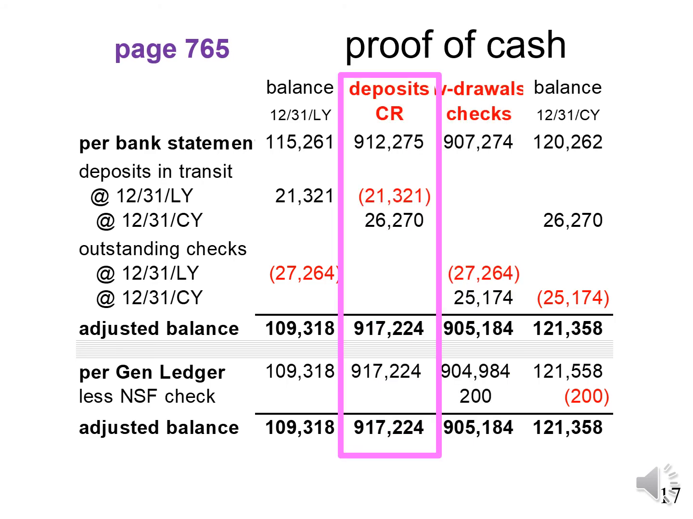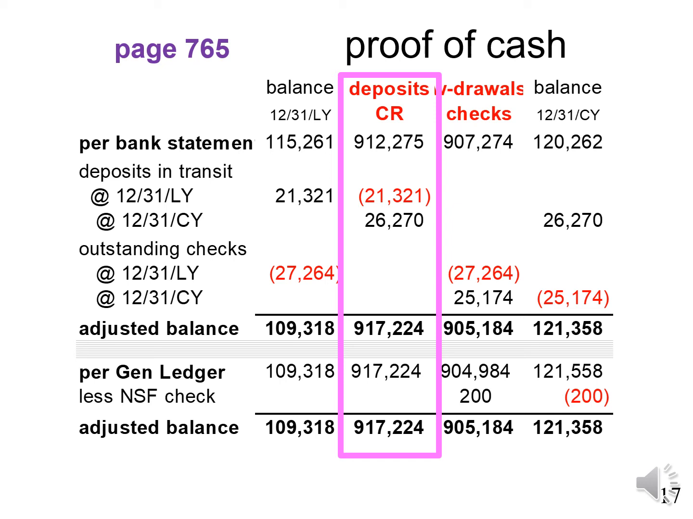But the beauty of the proof of cash is now I can reconcile deposits per the bank to cash receipts per the book, or more correctly, cash receipts per the book to deposits per the bank, because the bank statement is good third-party evidence. In the simplest sense, all I have to do is adjust my deposits in transit.